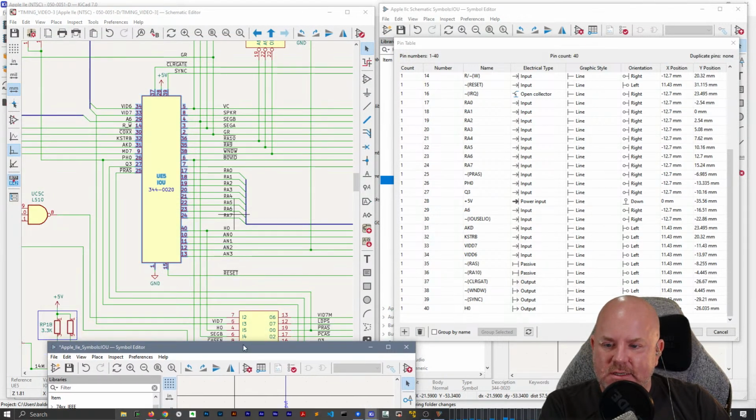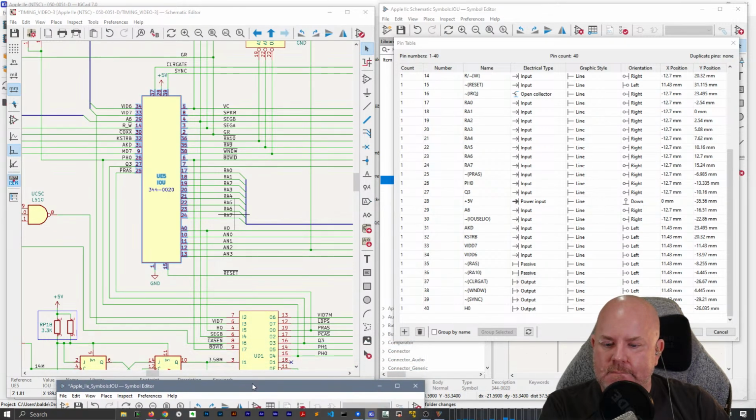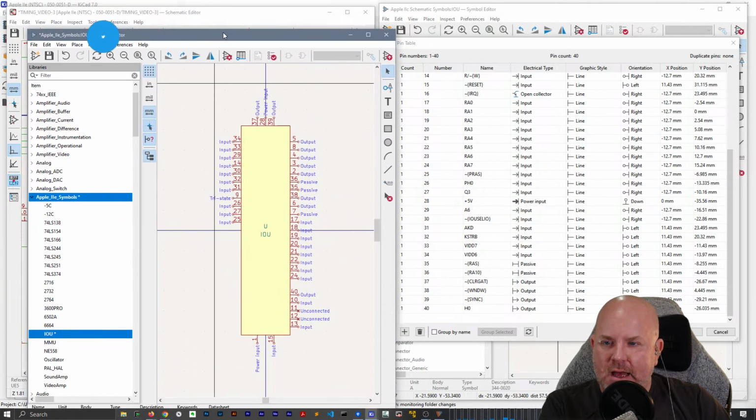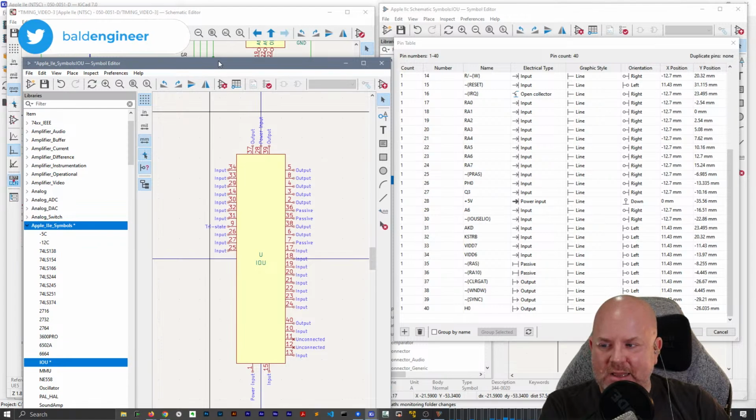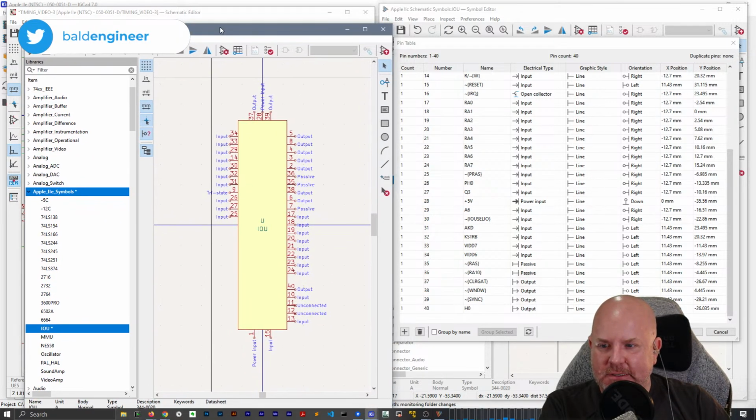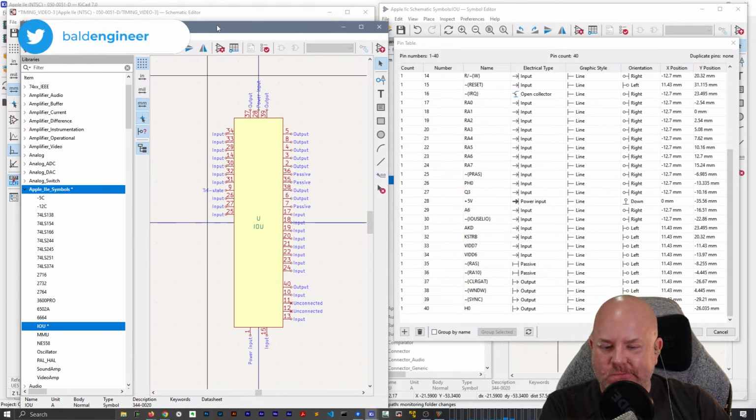So this doesn't have the IRQ pin. I feel like that's suspicious. That's very, very suspicious.